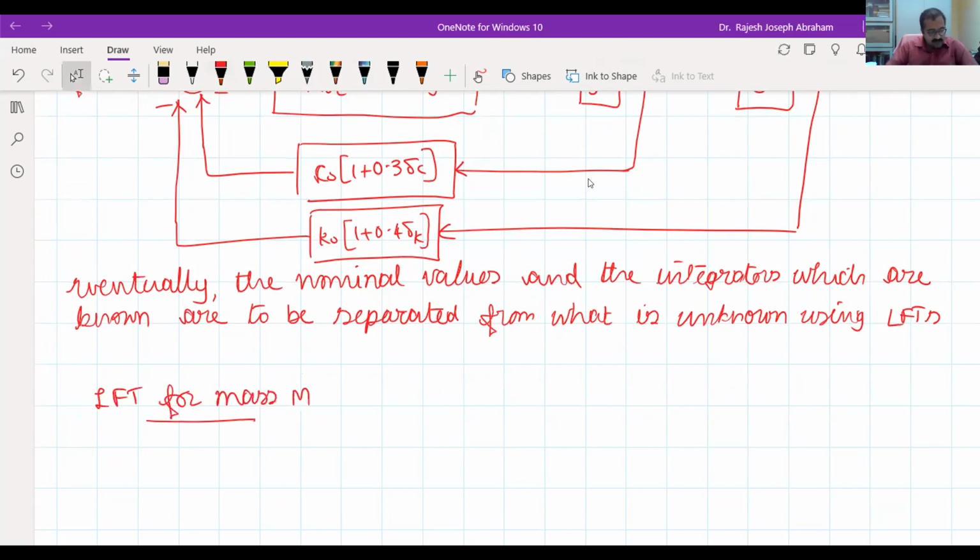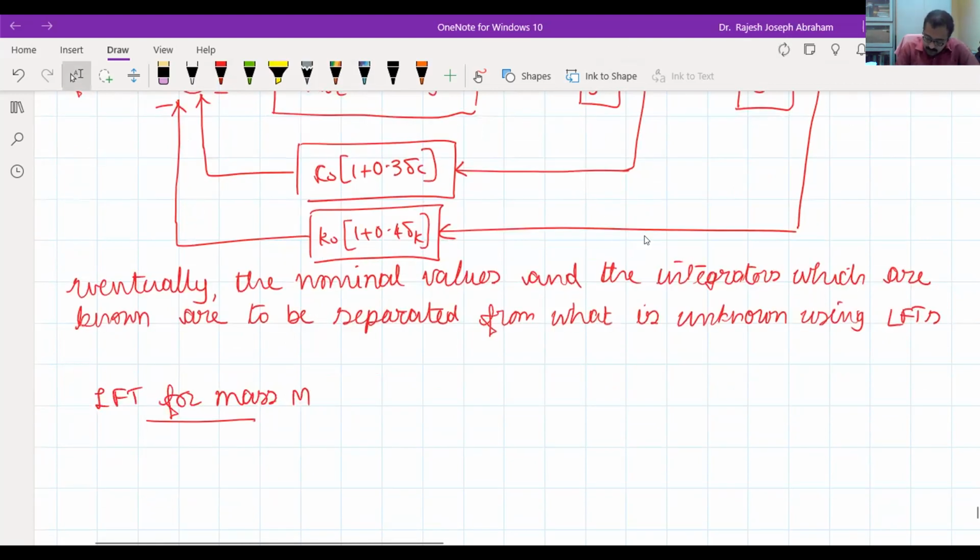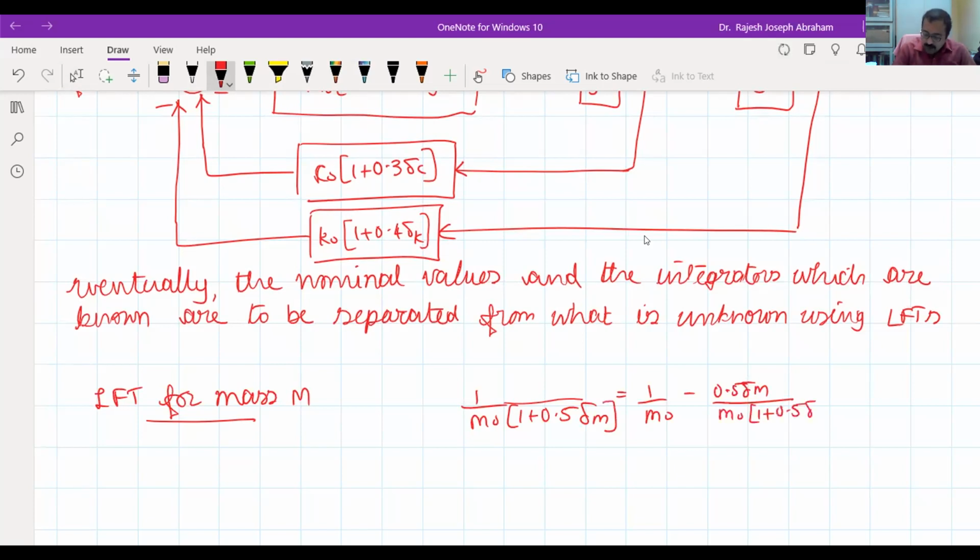What was the mass m equation? It was 1 by m naught into 1 plus 0.5 delta. So how can we split this into the nominal plant and its perturbation? 1 by m naught minus 0.5 delta m divided by m naught into 1 plus 0.5 delta m.